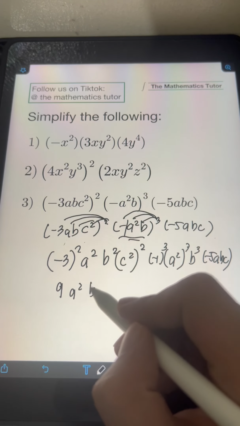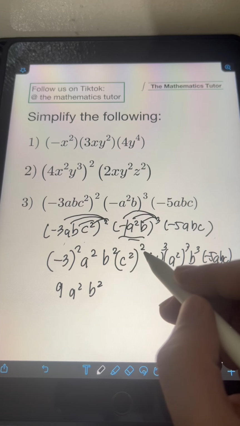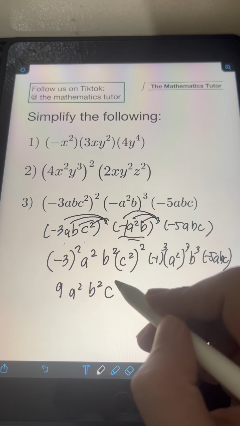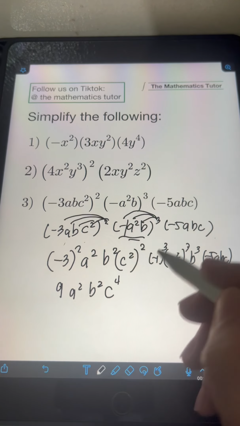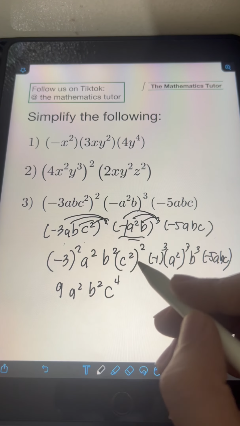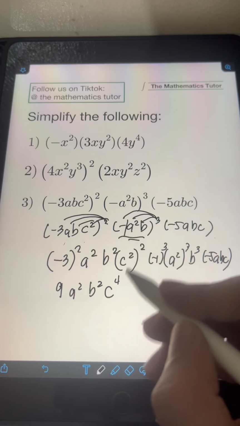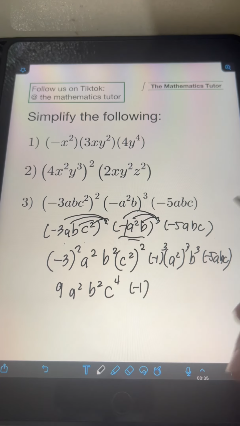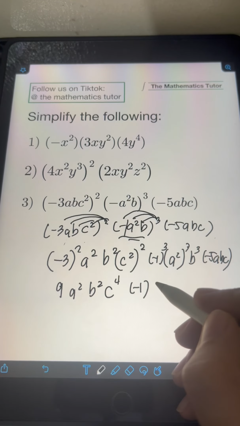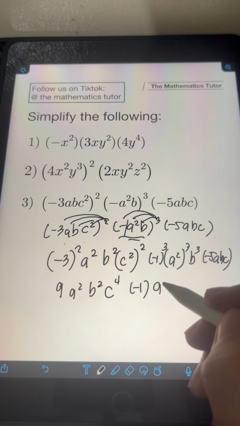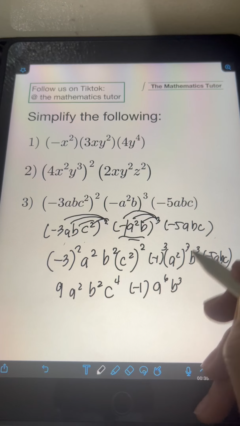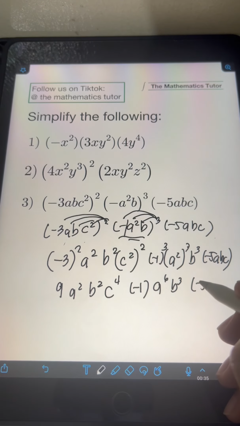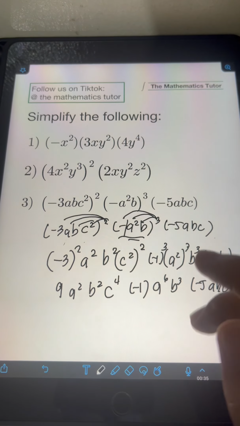Then a squared b squared. Next, c squared, quantity squared: copy the same base c and just multiply the exponents, 2 times 2 is 4. Next, negative 1 cubed: negative 1 times negative 1 times negative 1, still negative 1. Then a squared cubed: multiply again the exponents, a raised to 2 times 3, or 6. Then b cubed times negative 5abc.